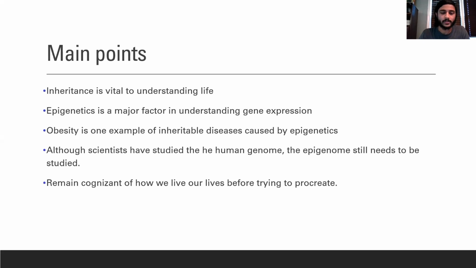Now that we know this information, we have to be sure on how to live our lives, because this information is very recent. Like, this study and other studies have been conducted in just the past 10 years. So now that we know that our lifestyle could affect our kids, outside of environmental factors, not the way you live or what foods are available to you, but at the genetic level, because your offspring are genetically predisposed based on your lifestyle, we need to remain cognizant of how we live our lives before trying to procreate. So this was just my final presentation on epigenetics.